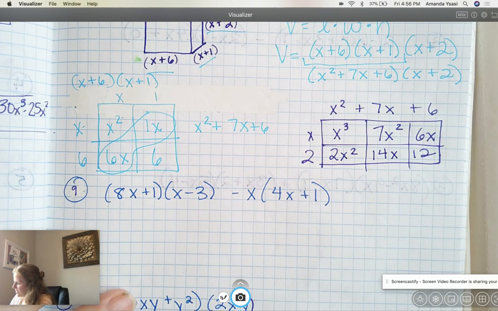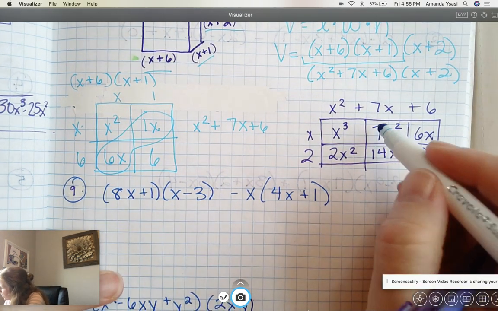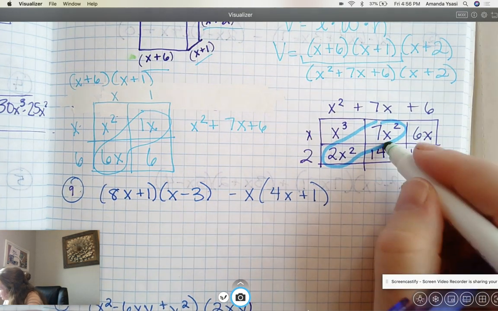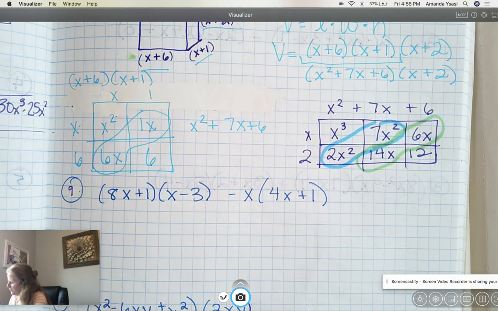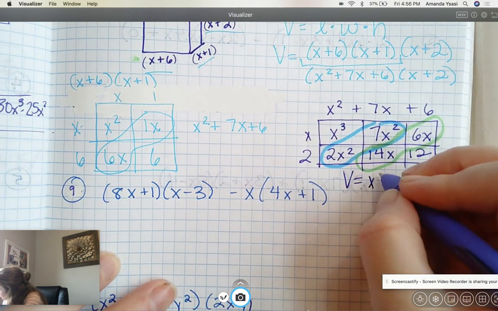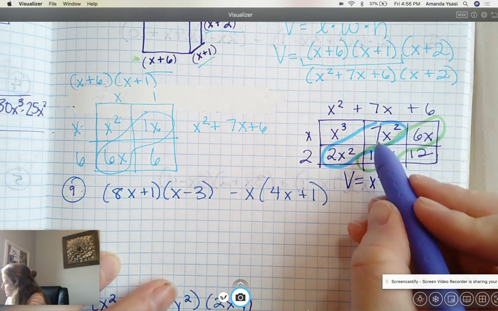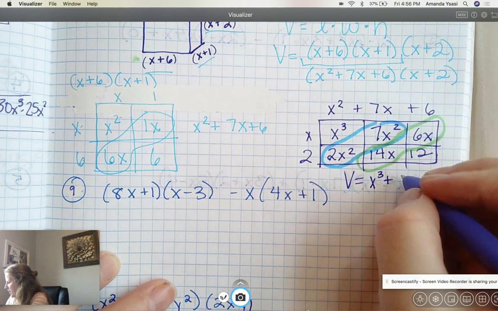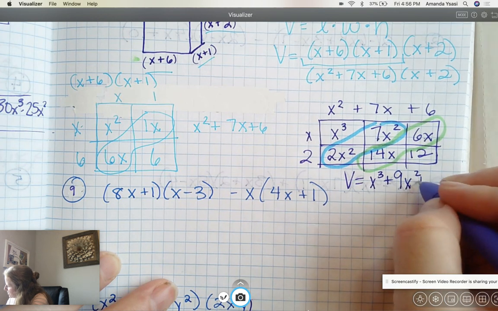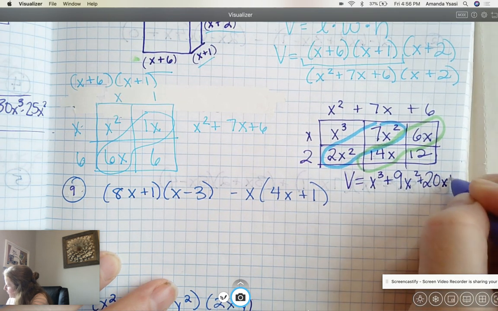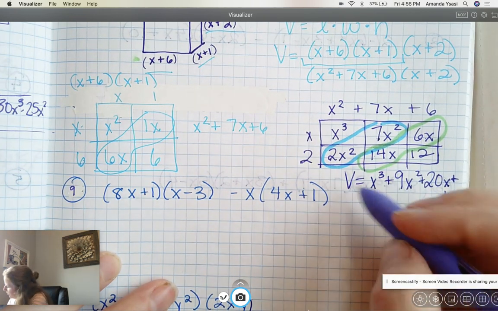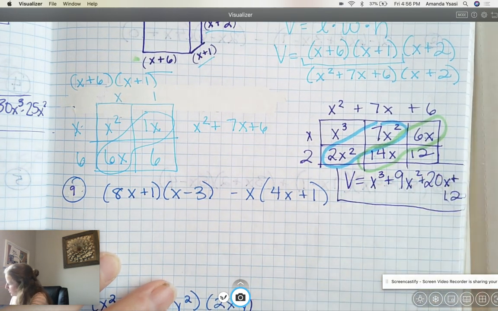So then we look and see what we can combine, and we can combine these x squareds and the x's together. So our volume equals x cubed plus, we have a 7x squared and a 2x squared, making that 9x squared. 6x plus 14x is a 20x, and then plus 12. Sorry, couldn't put that all the way on there. Didn't give myself enough room.